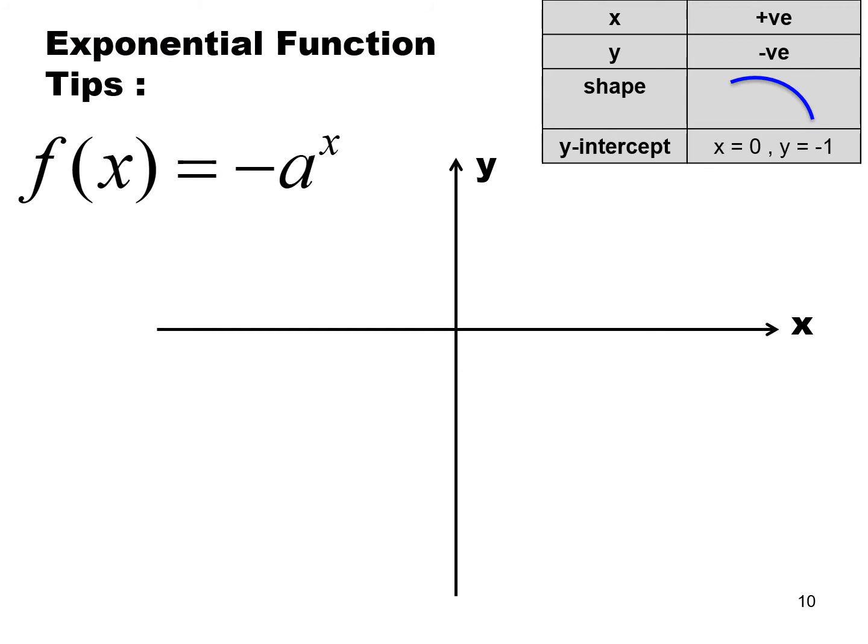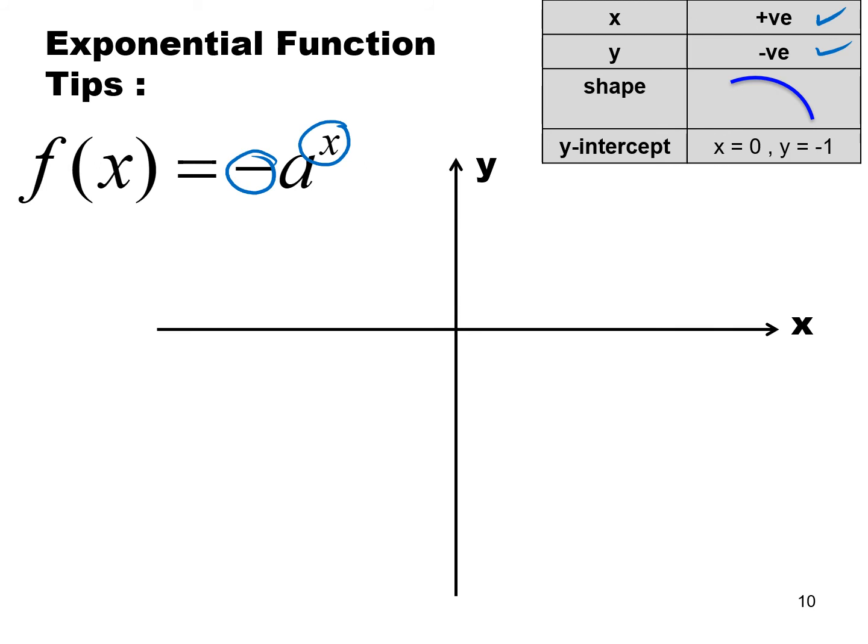Okay, look at another graph. f(x) equals negative a to the power of x. From this graph we can see that a is positive, x is positive, and y is negative.